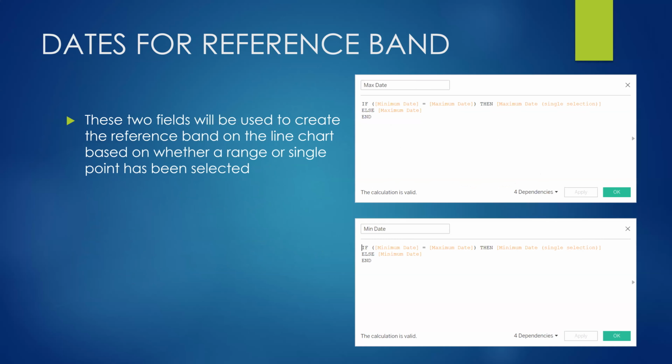And then finally, the reference band dates. Similar functionality to the previous slide. If I've selected just one point on the graph, then I only want to show the date minus 14 days, plus 14 days. And if I don't, then I want to show the full band. This will be applied to the line chart and allows you to zoom in later on.